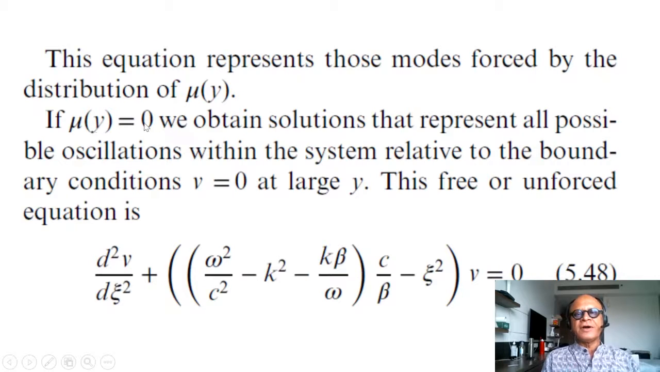So if the forcing is 0, then we obtain solutions that represent all possible oscillations within the system relative to the boundary conditions v equal to 0 at very large y. Okay, so we are still talking about the turning latitudes up to which you have waveforms, and then you have exponential solutions, and then v has to go to 0. That's the boundary condition. You cannot let finite flow at very large y, right? This is the free or unforced equation then written in this form.